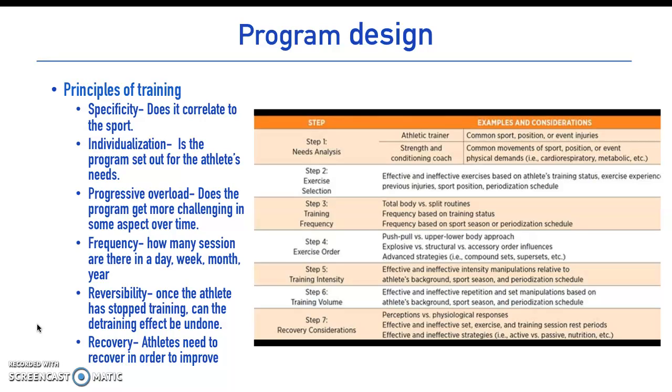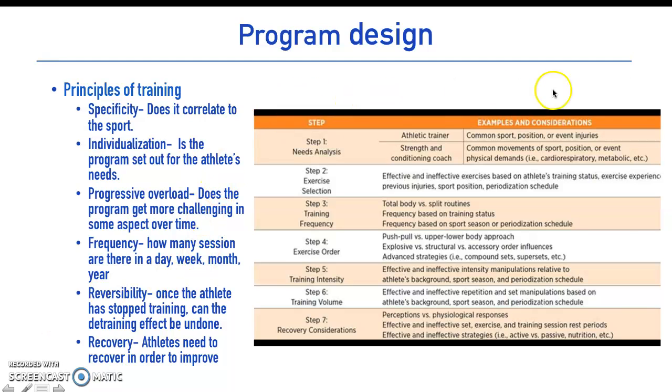In frequency, how many sessions are there, either in the day, in the week, or in the month and year? Then we've got to think about reversibility. Once the athlete has stopped training, can the detraining effect be done? So if you haven't been training for a while, that means you start to detrain, okay? You get worse. And then the idea is you want to be able to reverse that as quickly as possible in the safest way possible. Then we've got to, of course, think about our recovery. Recovery, again, is extremely important.